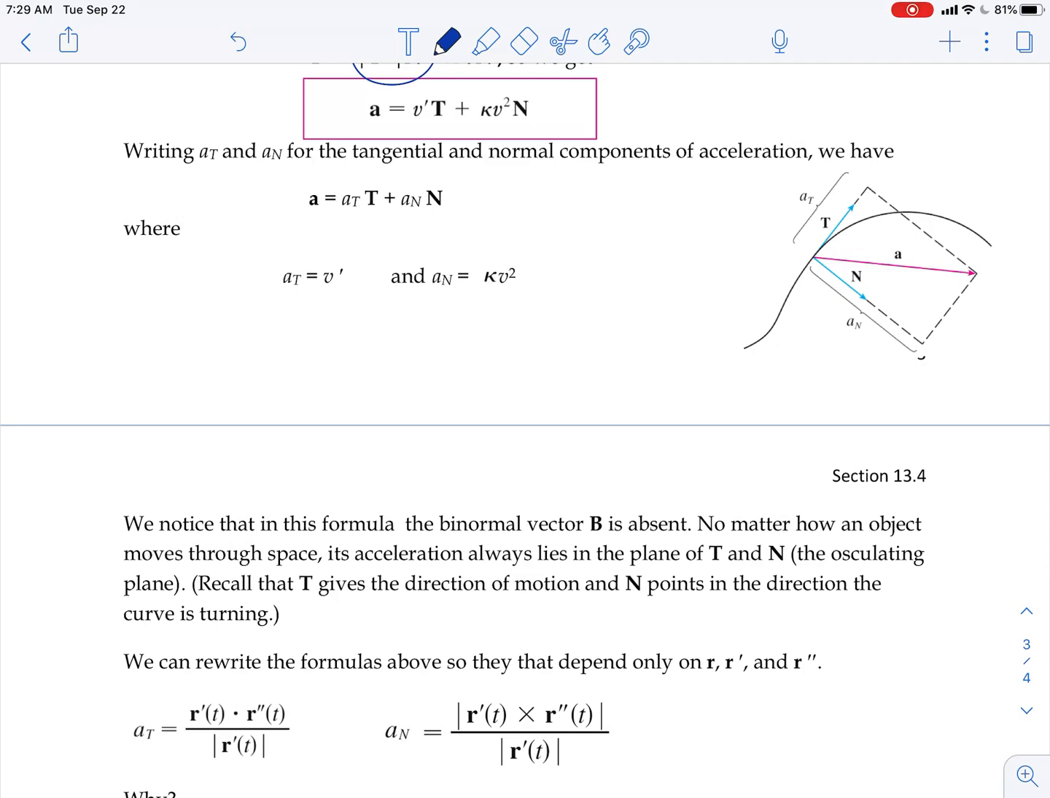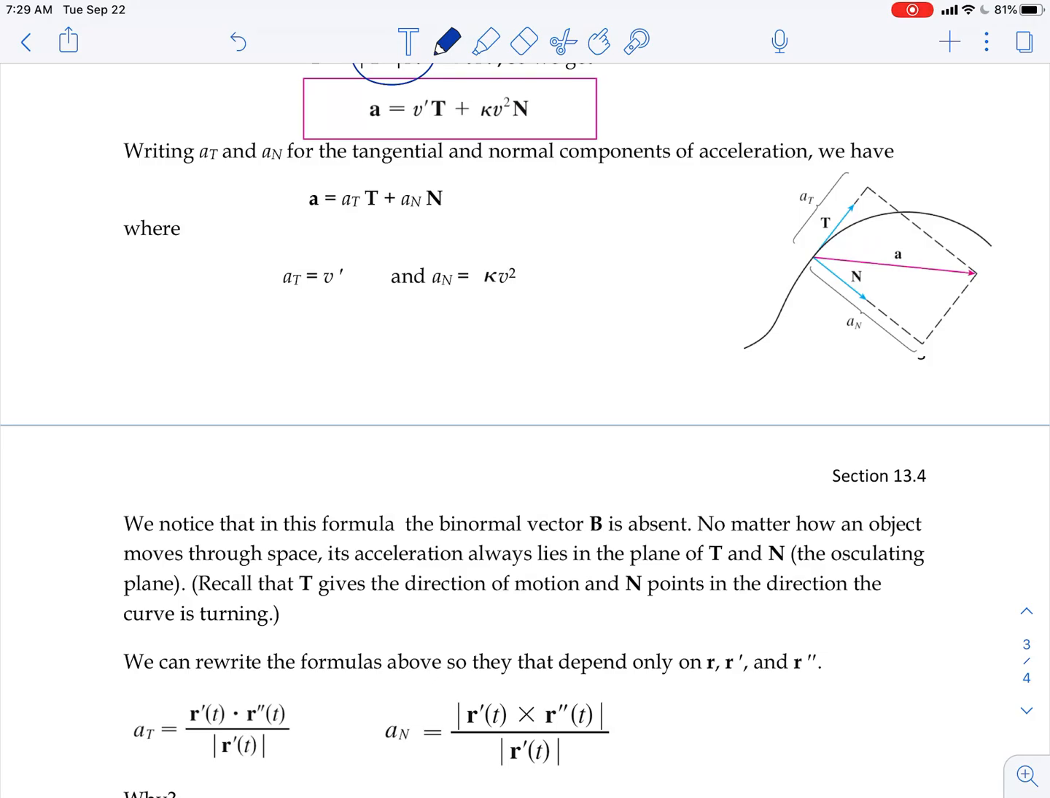We notice that in this formula, the binormal vector B is absent. So no matter how an object moves through space, its acceleration always lies in the plane of our unit tangent and unit normal vectors, the osculating plane. Recall that T gives the direction of motion and N points in the direction the curve is turning.